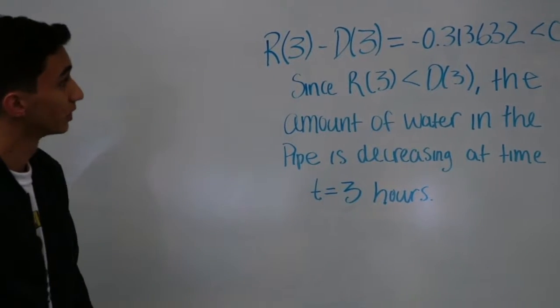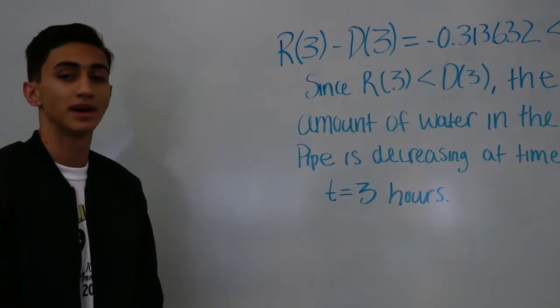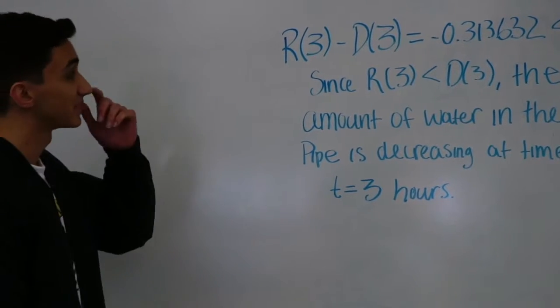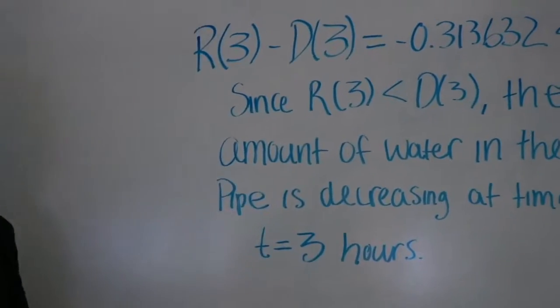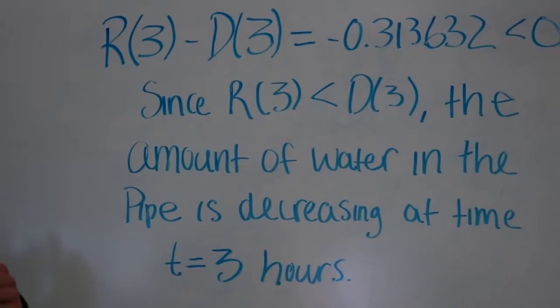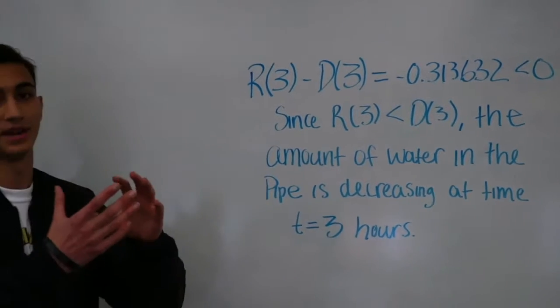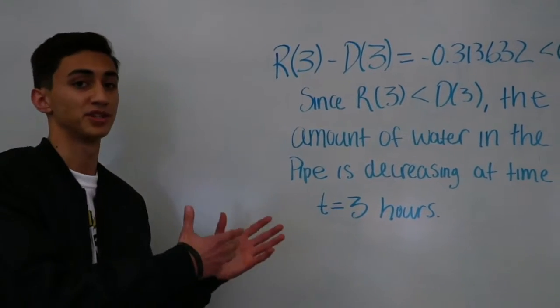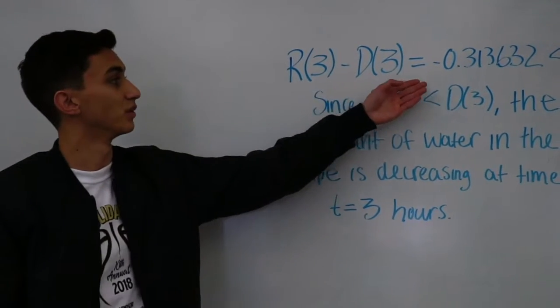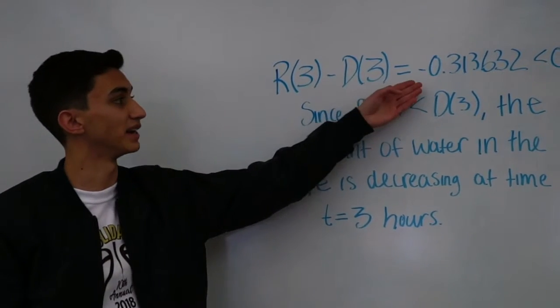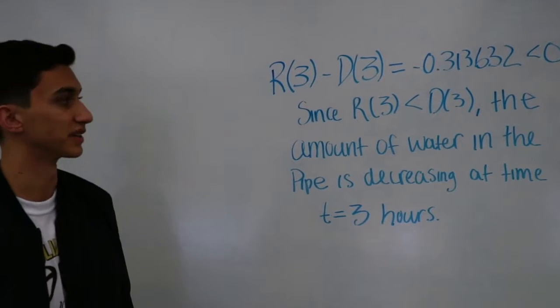So if we look at this, it's asking for time t equals 3 hours. So we're going to take r of 3, and then we're going to subtract d of 3, because we're trying to determine whether the amount of water is increasing or decreasing. So we're going to take the amount that's flowing in and subtract the amount that's being drained out. So when we plug 3 into r of t and into d of t, and then subtract d of 3 from r of 3, we end up with negative 0.3136.